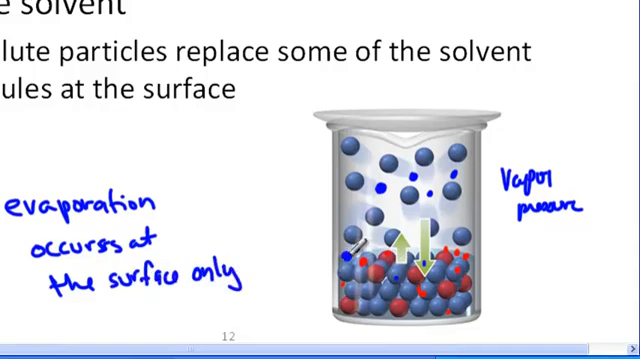Those blue molecules, to evaporate, must be at the surface. Think about it. If they're down here at the bottom of the beaker, there's no way they're going to be able to escape and form a gas. They have to be at the surface.